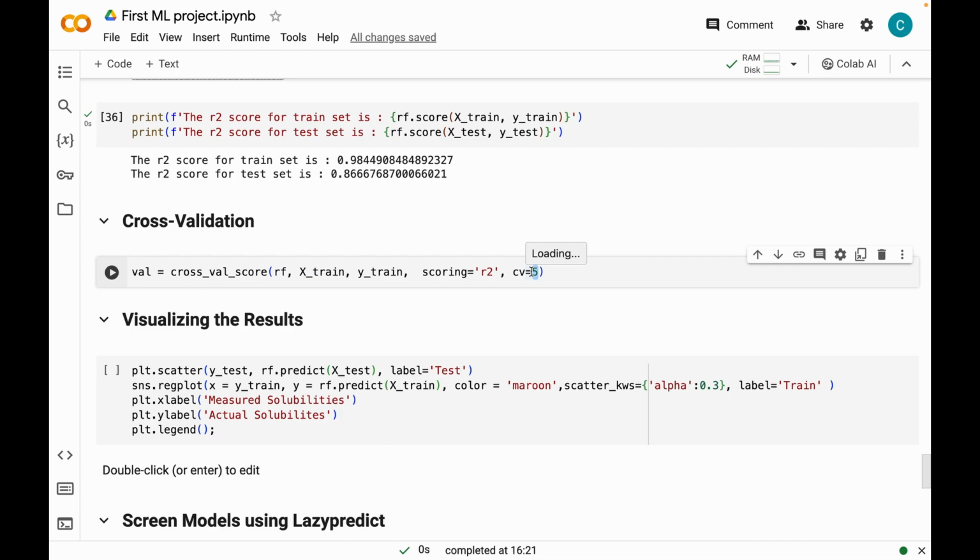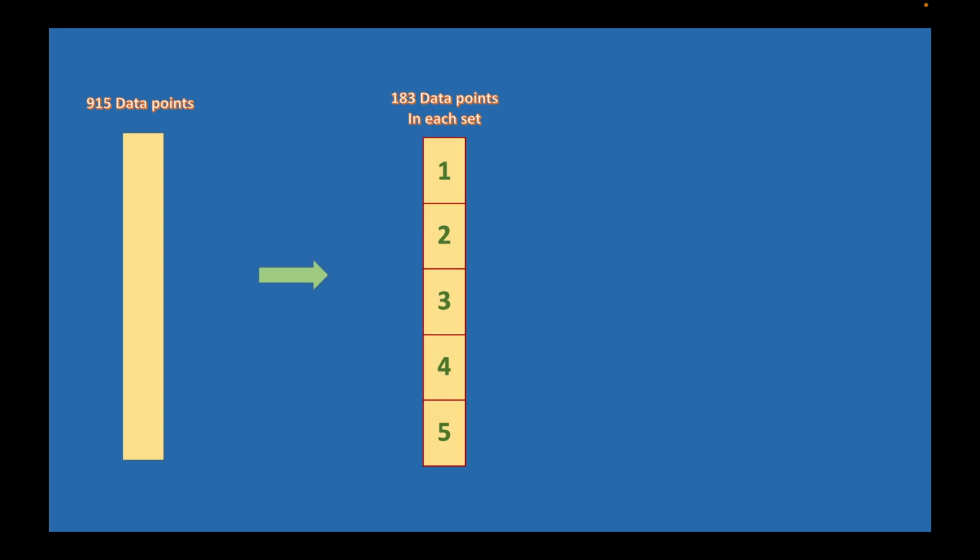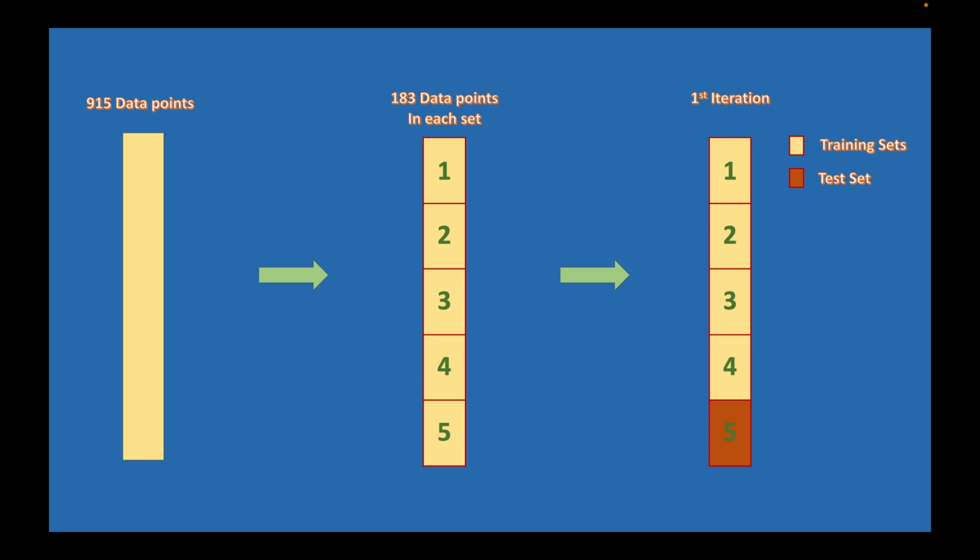Let me give you a brief description of what this 5-fold cross validation means. So we have this training data, right, which had 915 data points. What we are going to do in 5-fold cross validation is split this data set into 5 equal sets, and each set would have 183 data points, right? 183 times 5 is 915. So okay, we have these 5 sets. In the first iteration, we use the first 4 sets for training and use the 5th set for testing.